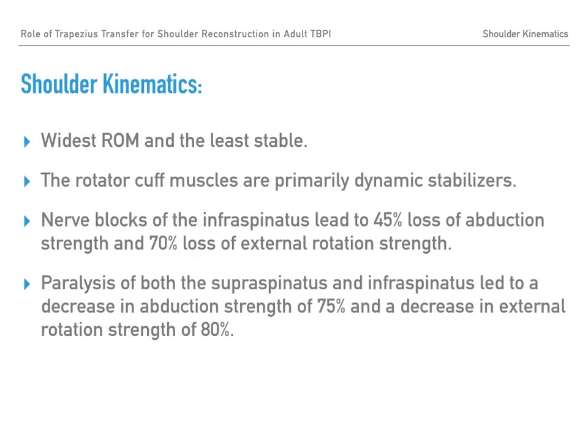To understand the basic principles of shoulder reconstruction after brachial plexus injury, we should understand the shoulder kinematics. The shoulder joint is unique in that it has the widest range of motion, and it is the least stable joint in the body. The range of motion is achieved by the scapulohumeral rhythm, which is the coordinated motion of the glenohumeral, scapulothoracic, acromioclavicular, and sternoclavicular joints.